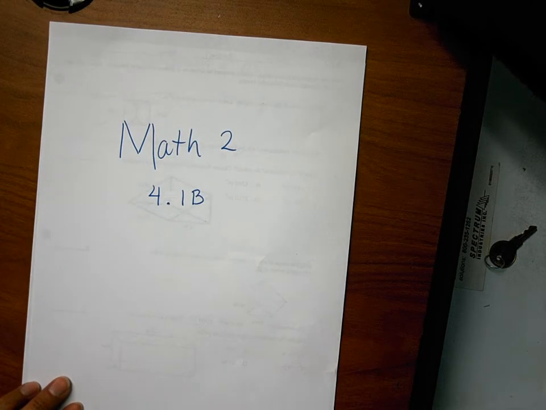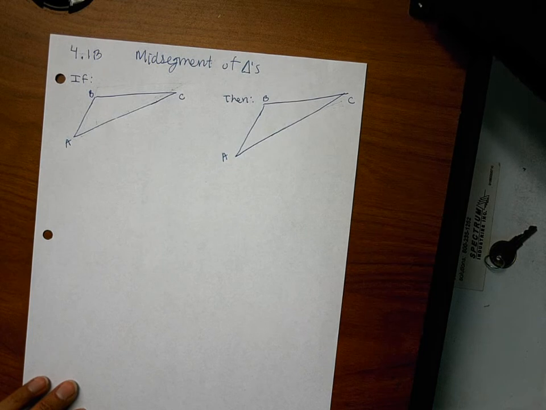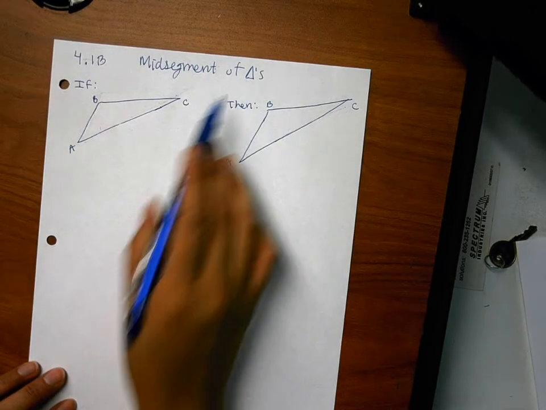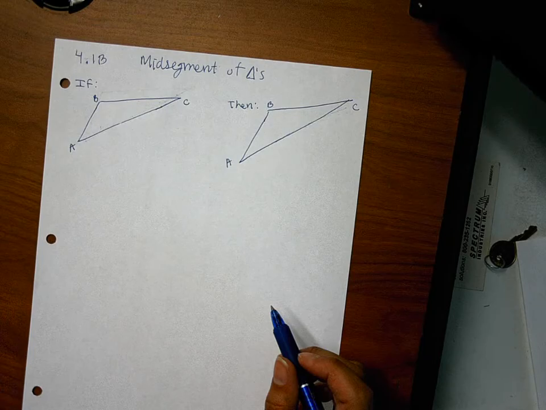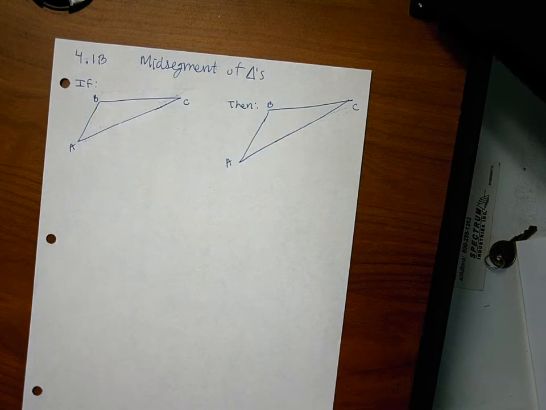This is Math 2, 4.1b notes. That's Unit 4, Lesson 1b. The title is Midsegment of Triangles. So we're going to be finding a midsegment for different triangles and figuring out what the properties are and so forth.